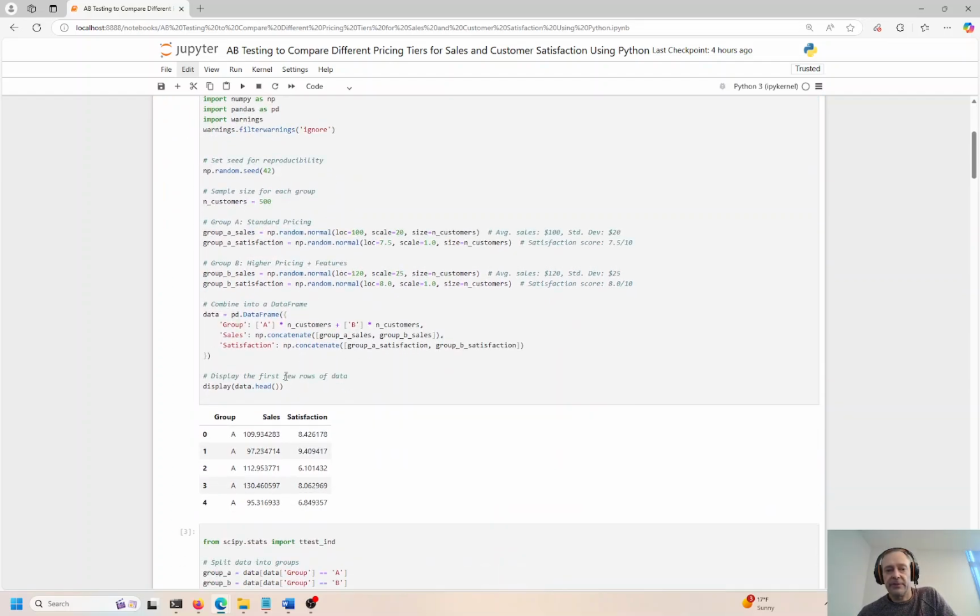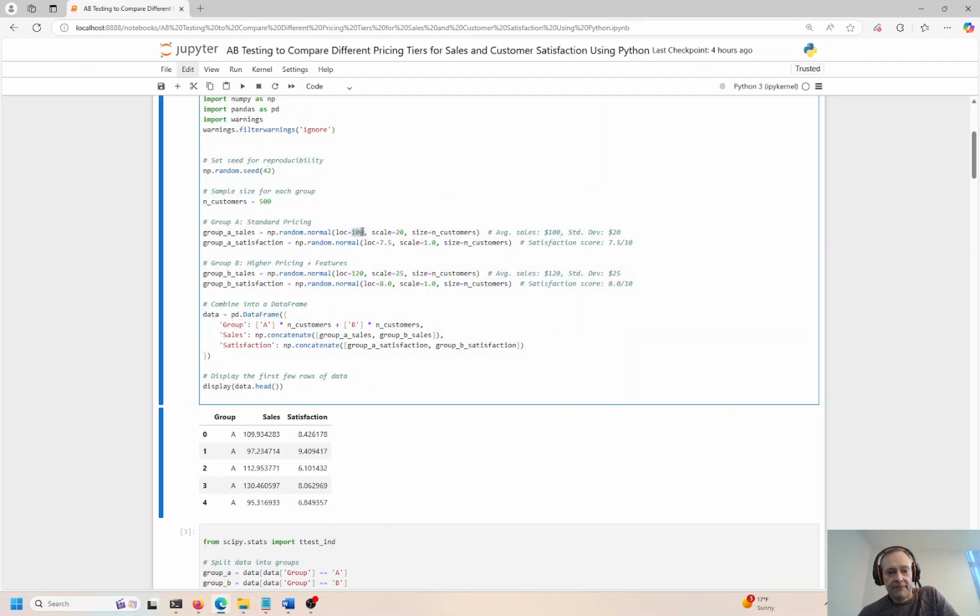So let's take a look at this. We have a random generator here with a scale of 20. Customer size can be n customers, and we're starting with a location of 100. This is going to be for A sales and A satisfaction. Again, we're going to create a random sampling here. Now, I don't have actual A data and B data. If I had that, I could put that in here. I don't have it, so I have to create it.